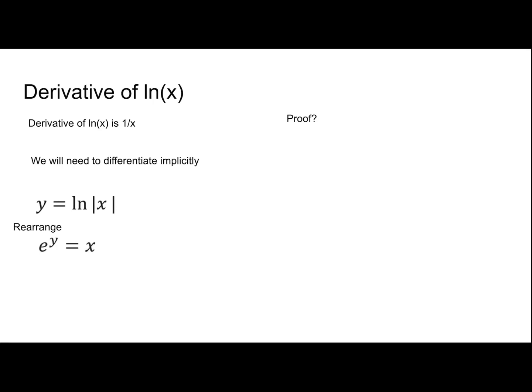So e to the power of y equals x. Now we differentiate implicitly. So e to the power of y times dy over dx equals 1. We have to apply the chain rule for differentiating e to the power of y. This is because we're differentiating the function with respect to x, not with respect to y. When we differentiate e to the power of y, we actually have a composite function, so we need to use the chain rule. The differentiation of e to the power of y is still e to the power of y. We need to multiply by dy over dx, and that equals 1.